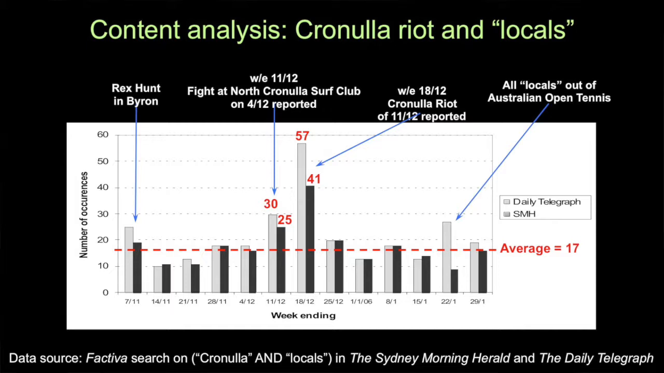We could note other sort of peaks. So I've noted two peaks here. One was a fight that the fishing broadcaster Rex Hunt got into at Byron, and one about the Australian Open tennis, where all the locals were out. So I guess we can get a sense of what's going on here. There's some sort of demarcation of territory, some contest over territory, but really content analysis is just about the counting. If we wanted to go somewhere else with this and get into meaning, then we have to start using some of those other analytical techniques, such as textual analysis, semiotic analysis, or, as I'm going to mention, discourse analysis.